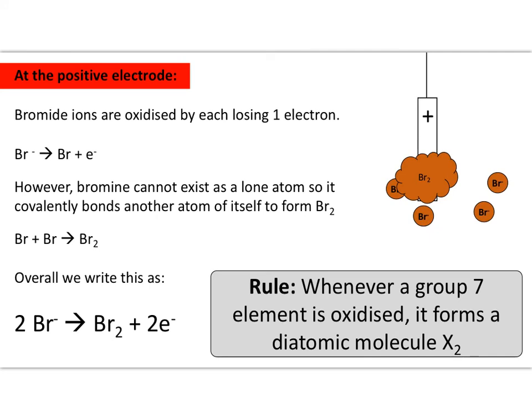And so that's just the key thing that you could forget, is that whenever you have a group 7 element being oxidized, and it's going back to the original elemental form, that element is going to be a diatomic molecule, so you've got to make sure that you have 2 ions for every 1 diatomic molecule.